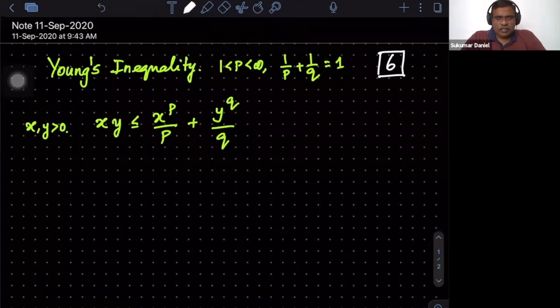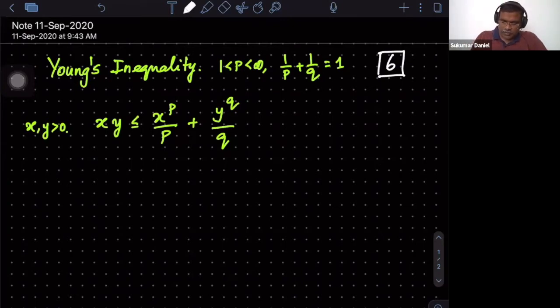So in the last class, we deduced this Young's inequality starting from a function and using one-variable calculus, the maxima and minima that you have learned. And I also left out an exercise. So in this case, fill this: when will this be an equality?